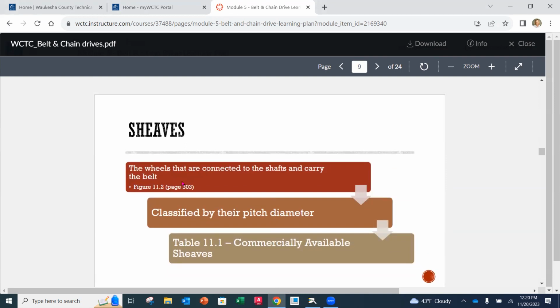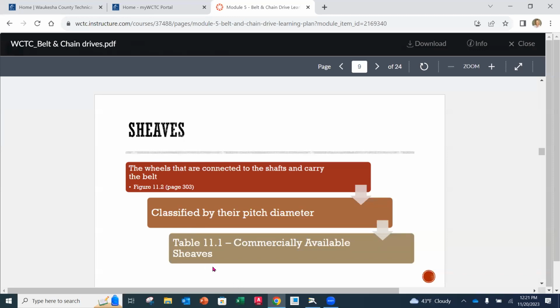So if we look specifically at sheaves, and we mentioned some of these things already, it's a wheel that is going to be connected to the shaft, and it's going to carry the belt. So that belt profile has to match whatever the groove in that sheave is. So that was that figure that we just looked at. They're classified by their pitch diameter.